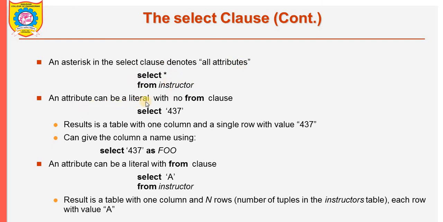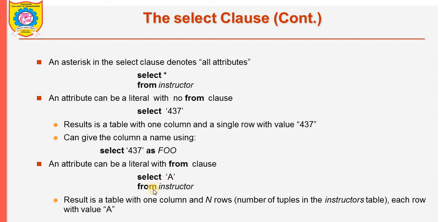An attribute can be a literal with no from clause. If you are not using the from clause and not using the name of the table, then the database will return the literal 437. The result is a table with one column and a single row with the value 437. You can use another way: select 437 as foo. So the column name will be displayed as the user defined column name foo, and its value 437 will get displayed.